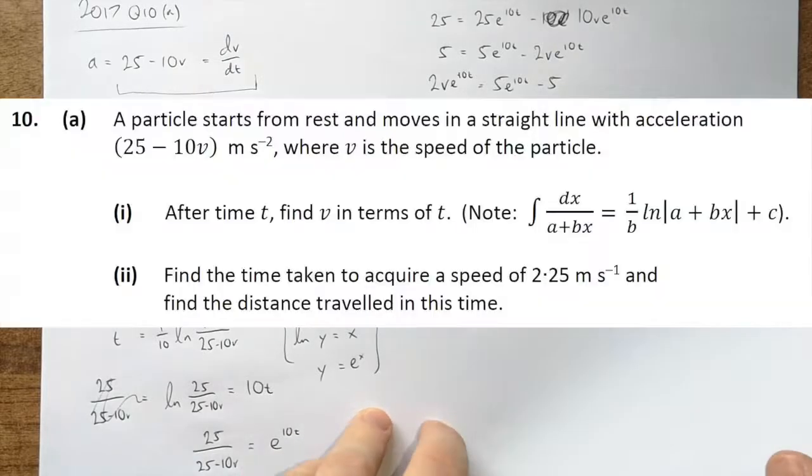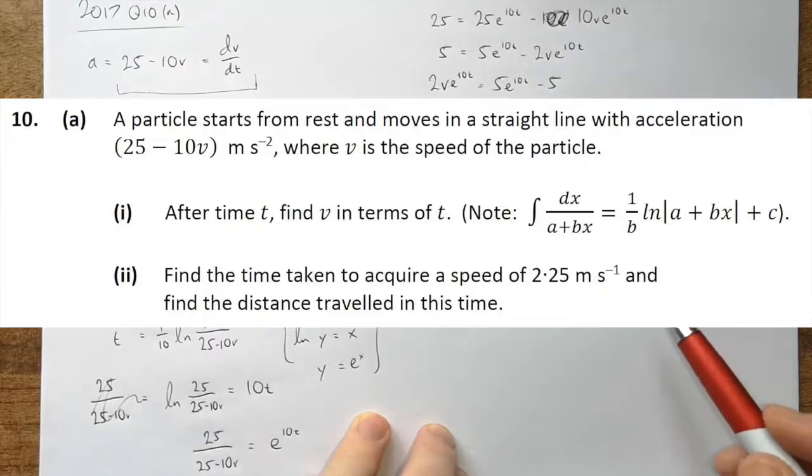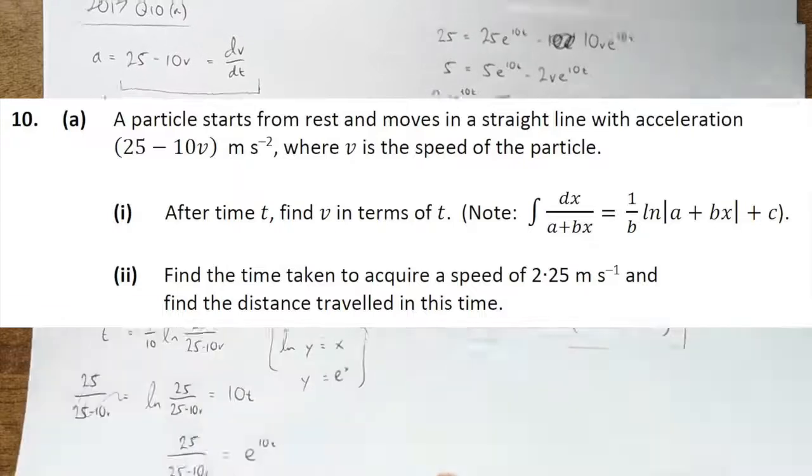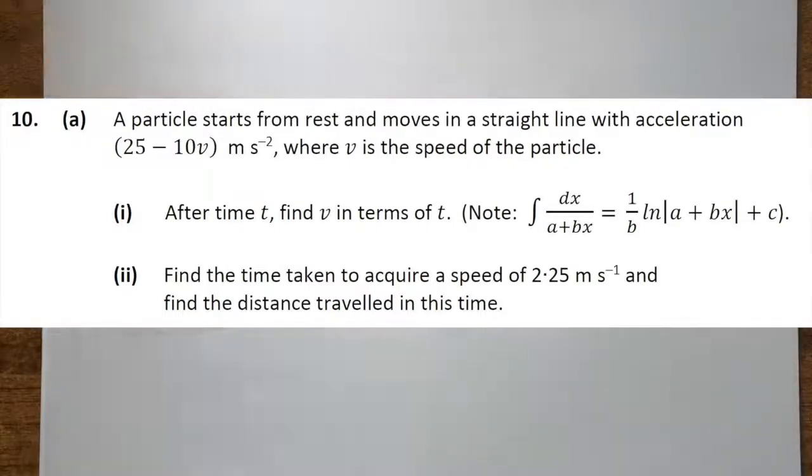Now, part 2, I think we're going to have to flip a page. Part 2, we're looking at the time taken to acquire a speed of 2.25 and the distance traveled. So we've really got 2 bits of this one. Let's get a fresh sheet of paper and we'll bring that one back as we need it.